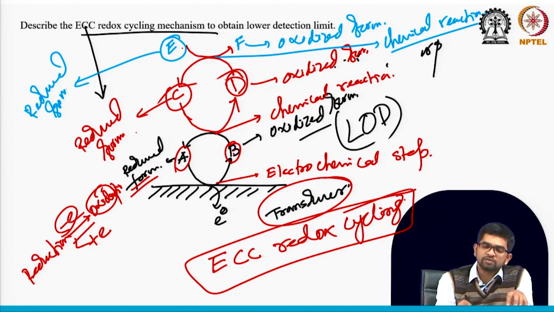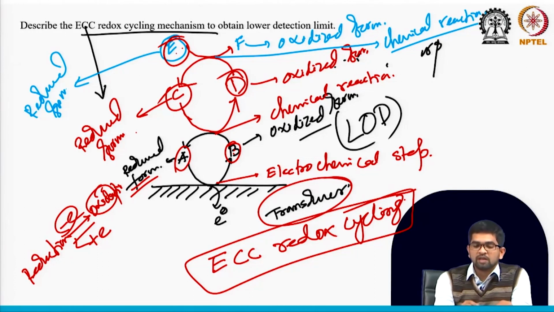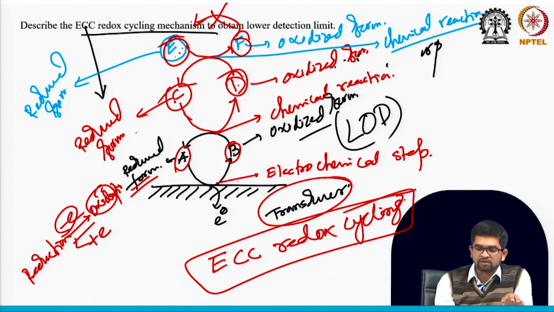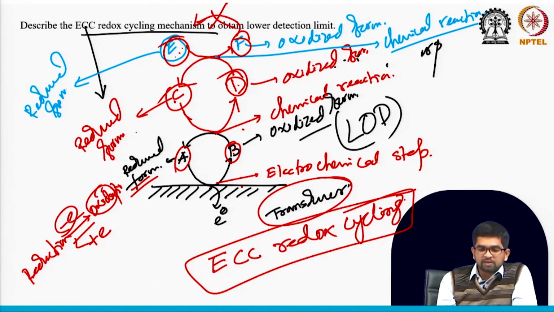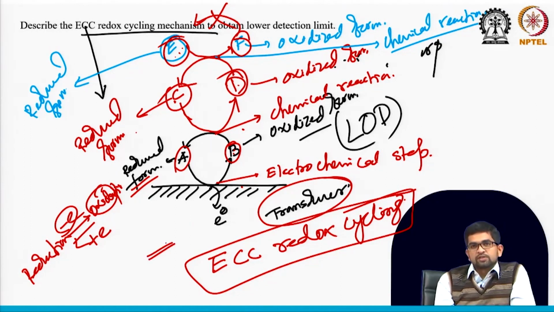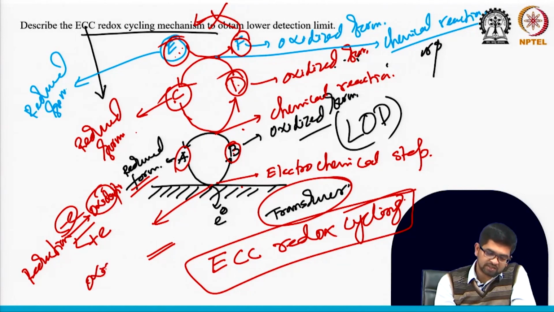Now, you have to convert D to C again, so then you have to use the reduced form of another reagent, that is E. So, E is the reduced form, and then you convert D to C again, and E itself is converted to F. So, I am not going into more cycling. So, just one electrochemical and two chemical steps. This is the one mechanism for the ECC redox cycling.